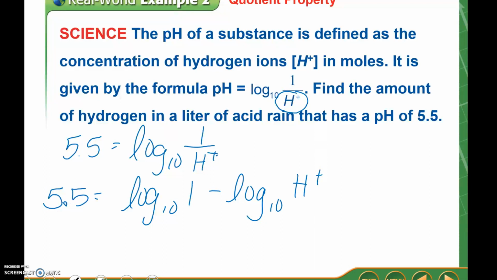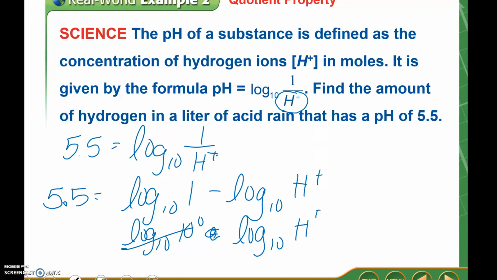We know that this 1 is the same as 10 to the 0, because I want to match those. So log base 10 to the 0 minus log base 10 of hydrogen ions. So this gives me just 0. Whoops, minus, sorry. So I have 0 minus log base 10 of hydrogen ions.